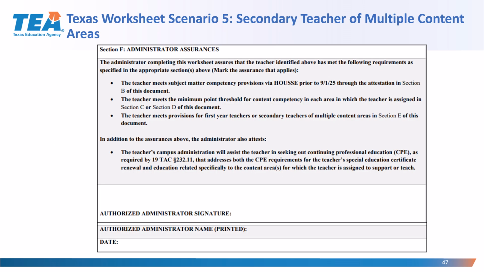Next, Section F of the worksheet will be completed, where the authorized administrator will provide assurance that the teacher met provisions for secondary teachers of multiple content areas within Section E of the document. The administrator will sign, provide their name, as well as the date the worksheet was completed for Mr. Jackson.